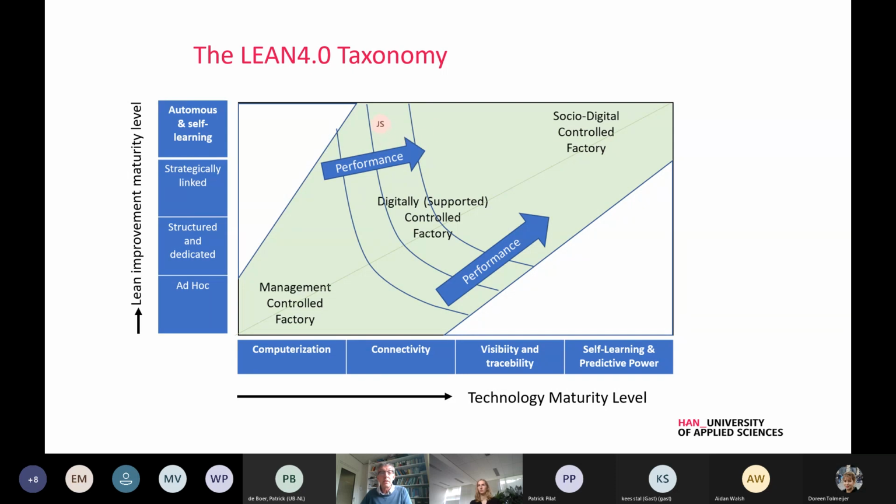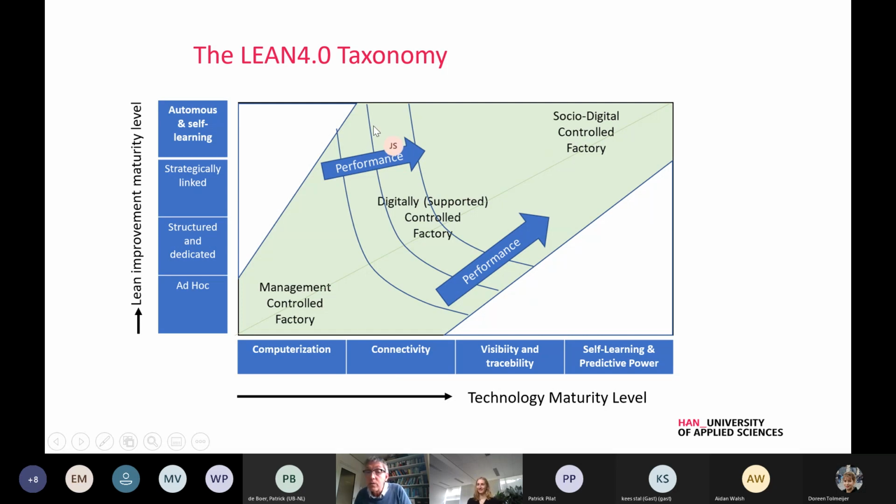So probably this line could be more in this direction, but this is what we have seen, and it's also published in a paper. We could not find a company in this area, where a company says, well, I position myself in this area. We could not find that. But we could find companies in this area. So there are companies having a high level of lean without having too much connectivity between all the subsystems.